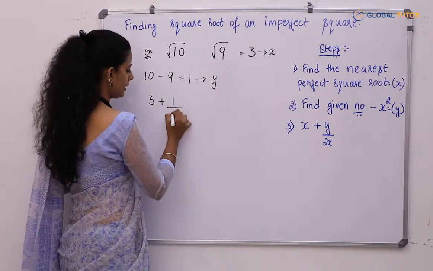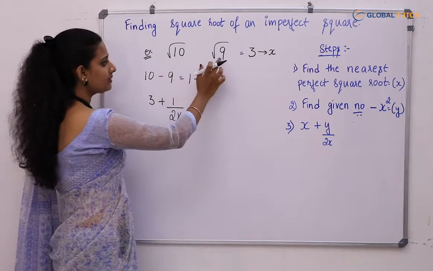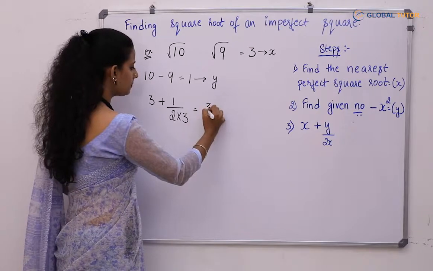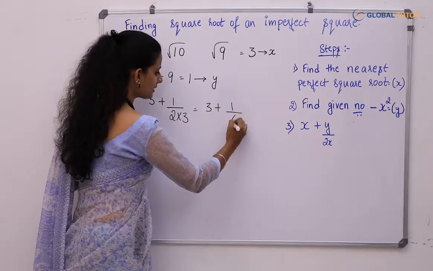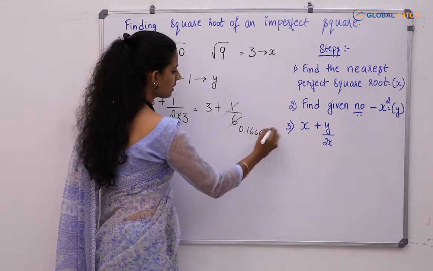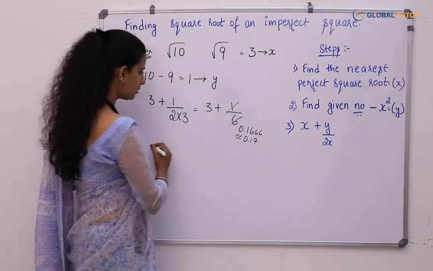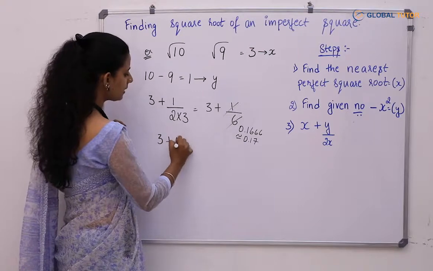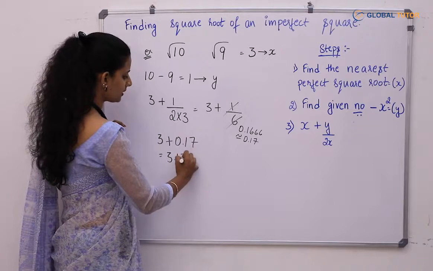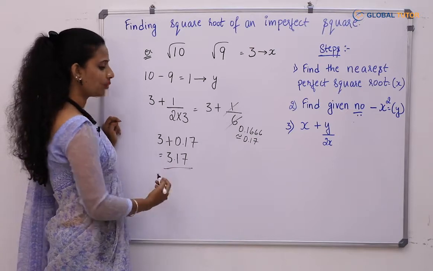2 into 3. If you observe here, root 10 is greater than 9, so we are adding it here. So, this becomes 3 plus 1 divided by 6. 1 divided by 6 will be 0.1666, which we can approximately write as 0.17. So, this becomes 3 plus 0.17, so it is 3.17. So, the square root of root 10 is 3.17.